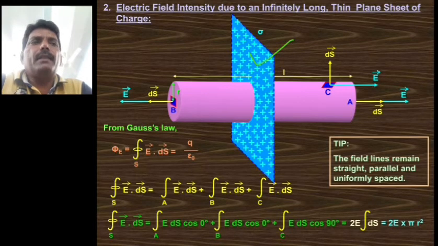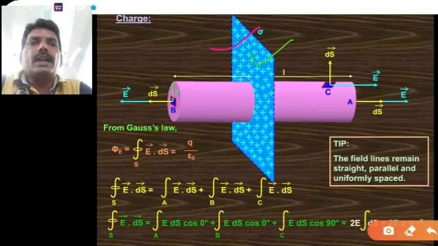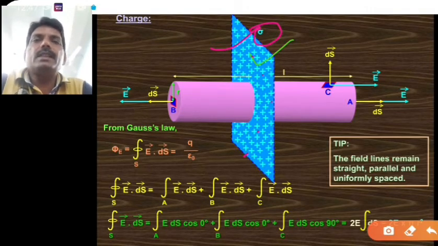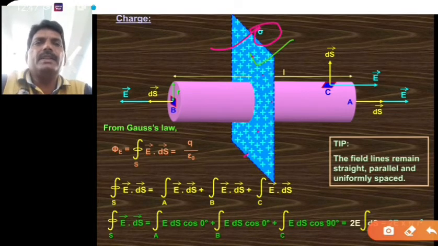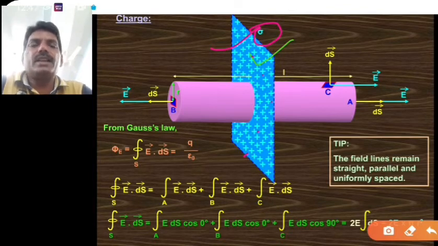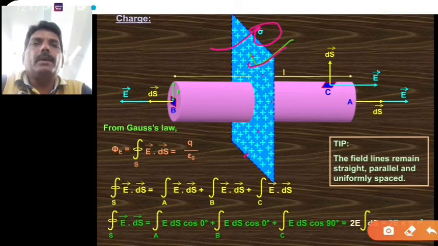Suppose you have a sheet on which the charges are uniformly distributed, with surface charge density sigma. Sigma is the surface charge density, because if you are considering a surface, then ultimately you have to proceed with the surface area, or surface charge density. So all the charges are uniformly distributed, and now from this sheet you have to calculate the electric field intensity.